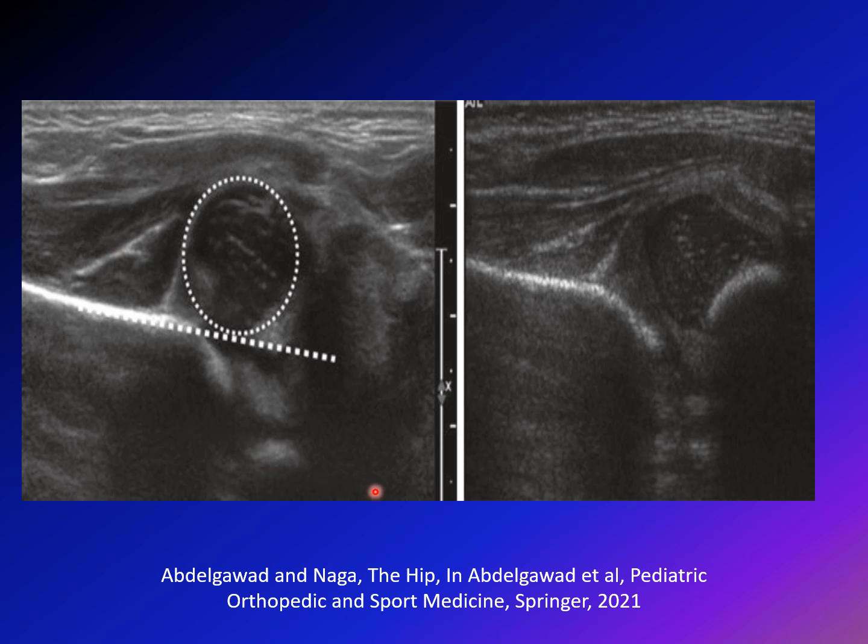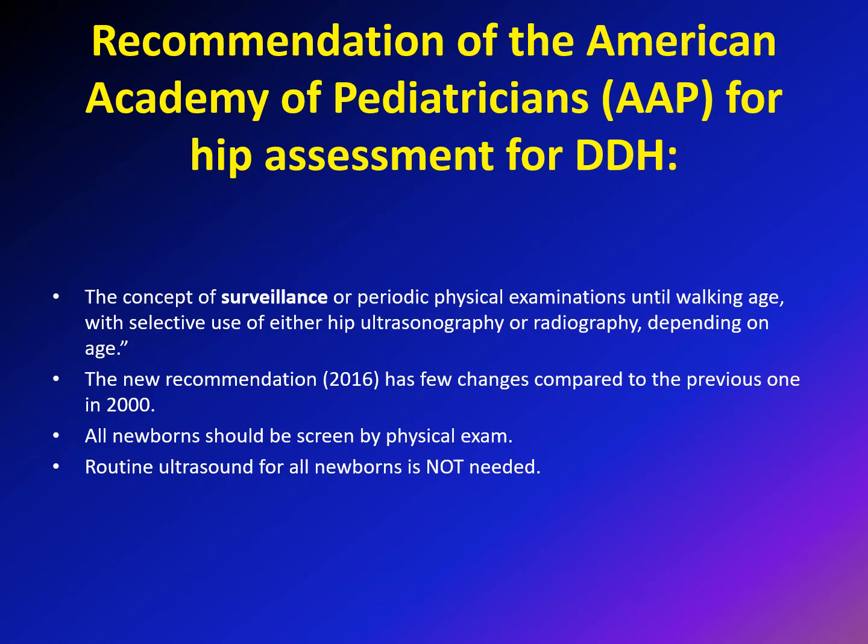The imaging in the first 4 months is by the dynamic ultrasound to see the hip and to see the acetabulum, and to see the development of the bony acetabulum, to see the cartilaginous acetabulum, all this by the dynamic ultrasound. So let's speak now about the recommendation of the American Academy of Pediatrics, the AAP, regarding hip dysplasia.